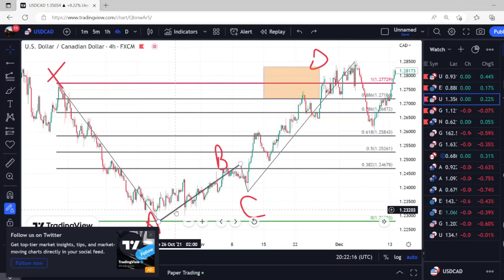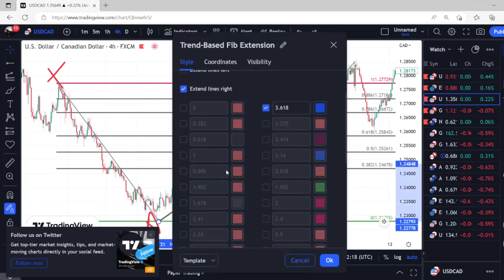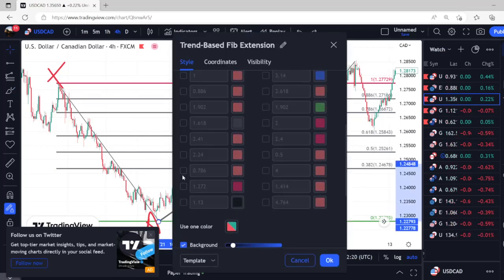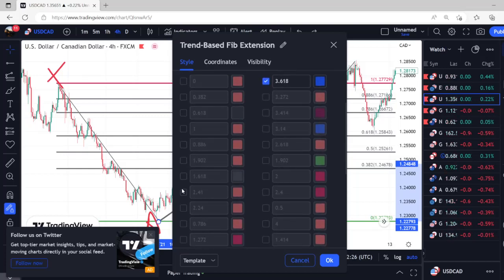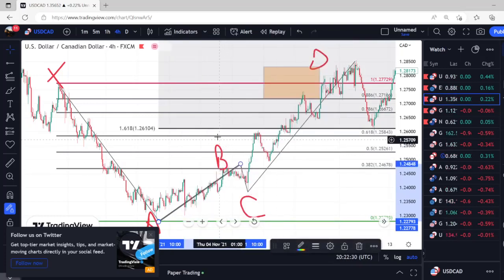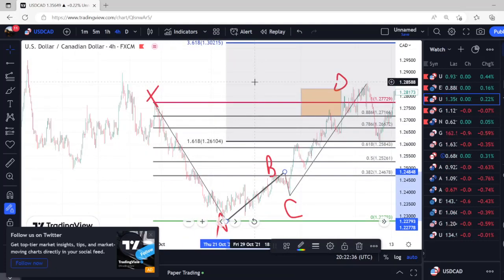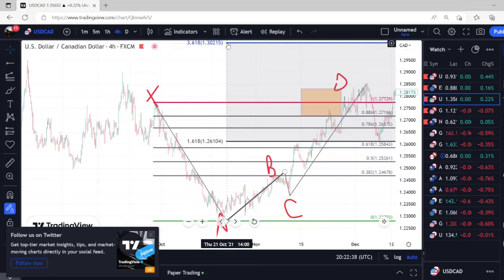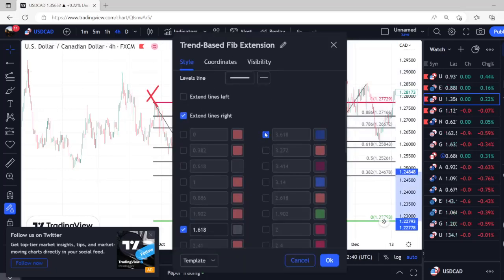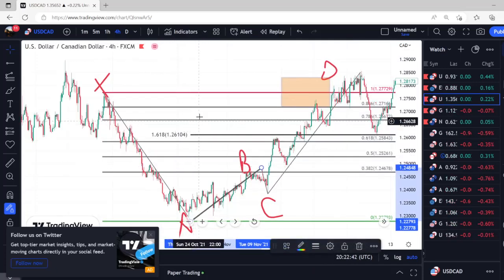Okay, so where are we? I'll go for 1.618 because that is my favorite harmonic number. All right, so it's right here. So that's the first number.